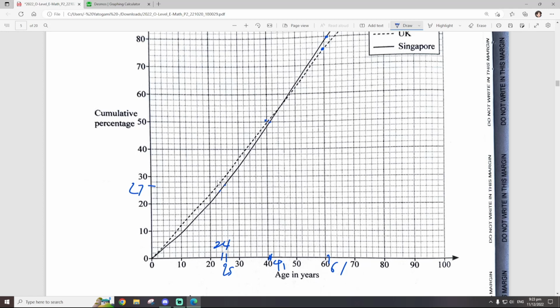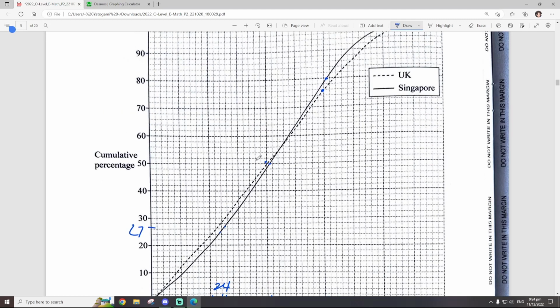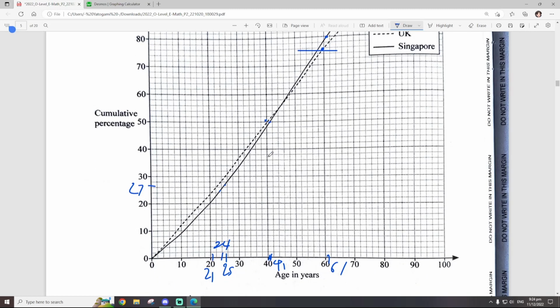And for the UK, it is 23, 22. 21, actually. 21. What about the 75th percentile, which is here? Okay, Singapore and the UK. Okay, the UK is at 59, and Singapore is at 58. Seems to be. Okay.